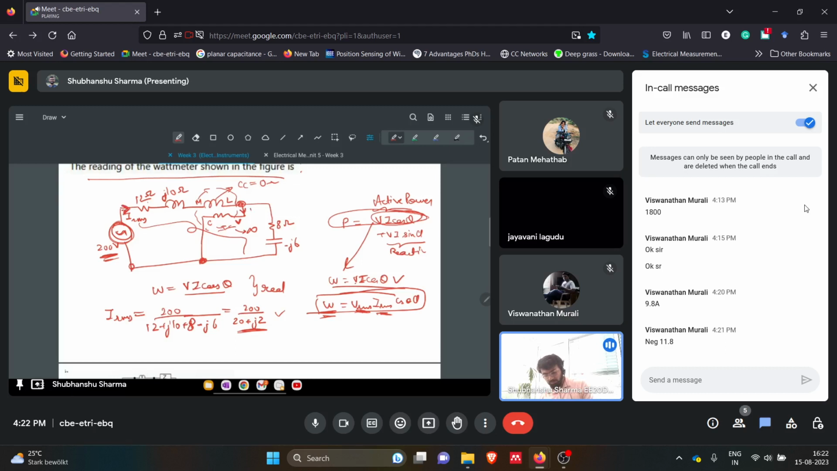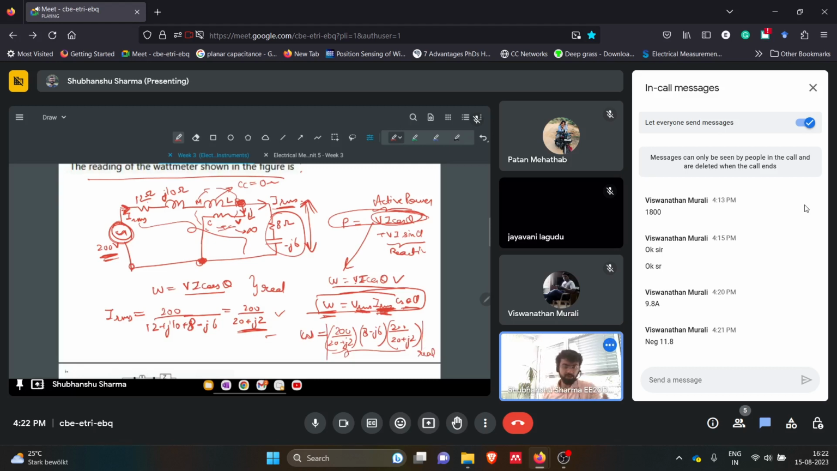Now no current will be going through this path, all the current will be going through this. So what will happen, the wattmeter reading will become the power coil voltage. What is the power coil voltage? This voltage. So that will be what? We have Irms, we have the impedance of this, that will be the voltage drop across that. So that will be 200 by 20 plus j2 into 8 minus j6, and what is Irms? We have just calculated 200 by 20 plus j2. If we solve like this, the real part of this will be the wattmeter reading.